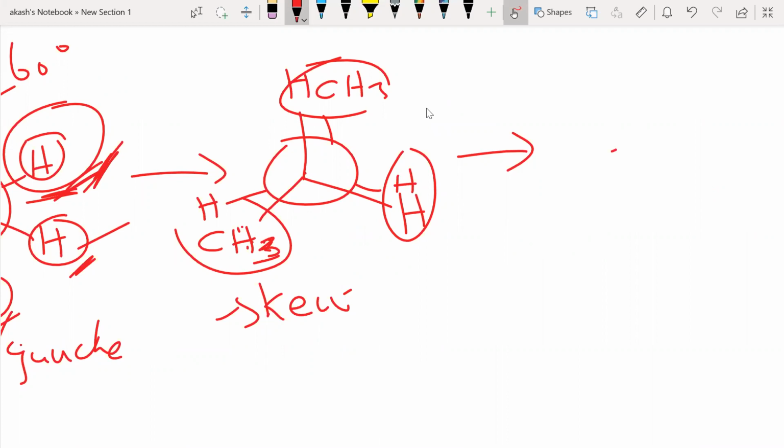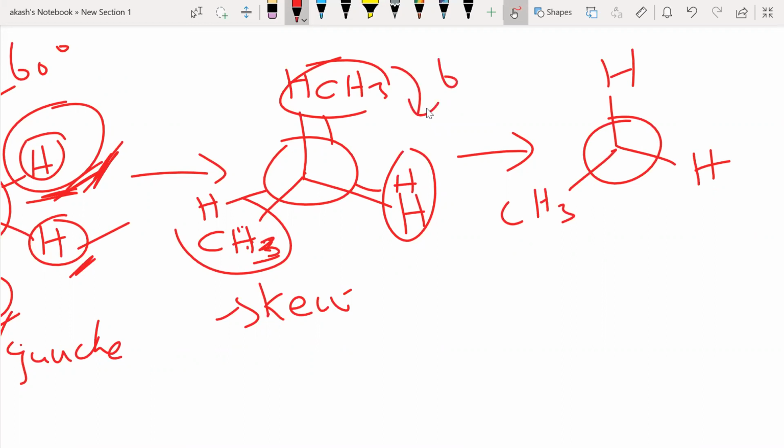Right. So again, I draw H, H, and CH3. Now I have rotated this by 60 degrees again. Now what would have happened? This methyl group would have come here, and this hydrogen atom would have come here. And I have another hydrogen atom here. This would have come here. Now tell me, is this staggered? Yes, sir.